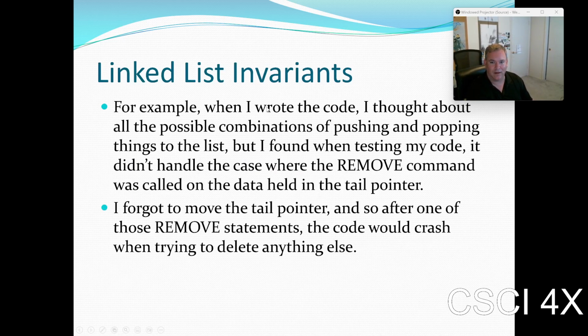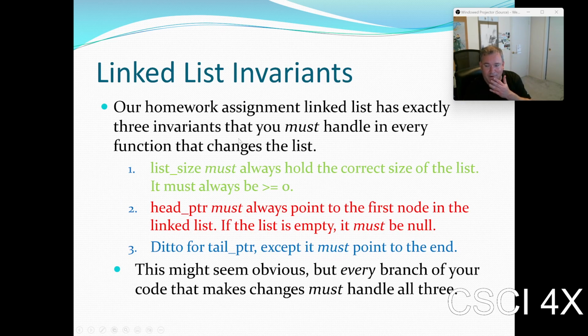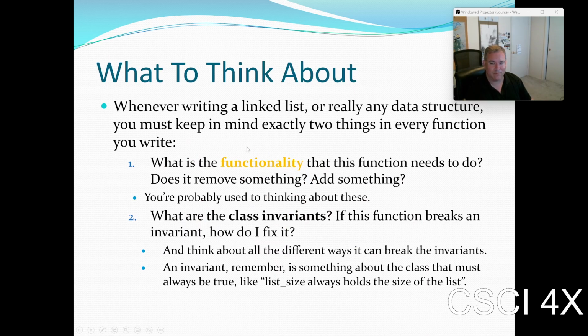So then what I've done is I've color coded the invariants, right? So we had one invariant that the list size always has to hold how many nodes are in the list. Head must always point at the first element in the list, or if the list is empty, it points at null. And then the tail pointer I'm color coding as blue. And so every member function needs to have some sort of core functionality in it, right?